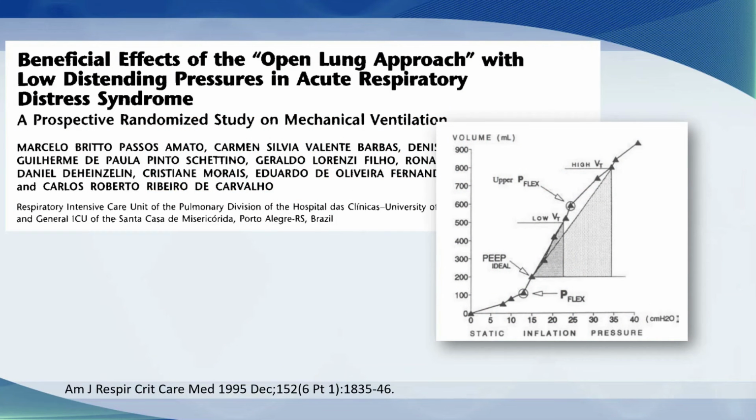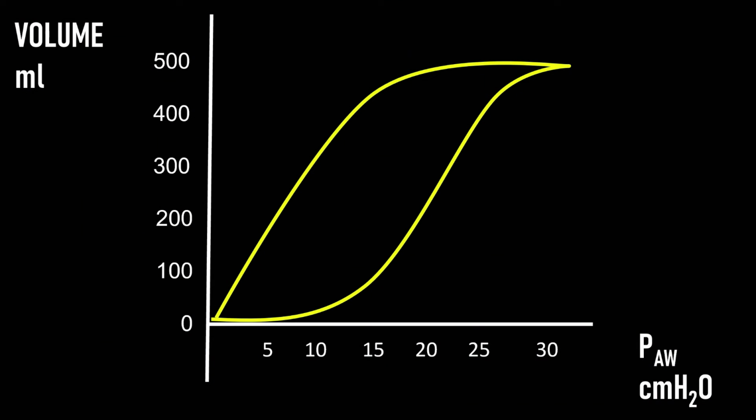The construction of volume pressure curves is the foundation of an approach to mechanical ventilation in ARDS known as the open lung approach. It's based on the idea that there is a measurable inspiratory pressure at which the lungs suddenly open up and recruit, having been matted down. This is a static volume pressure curve for a patient with ARDS.